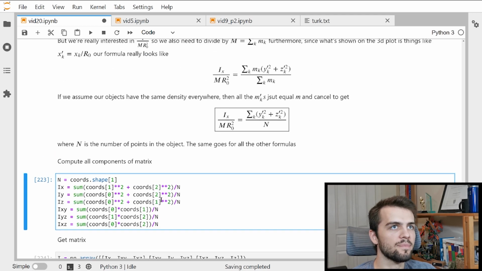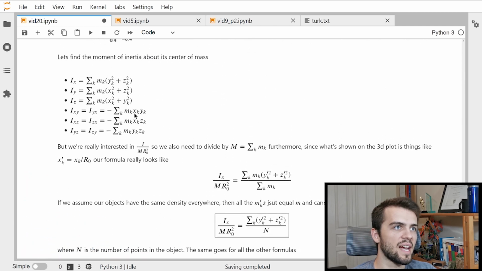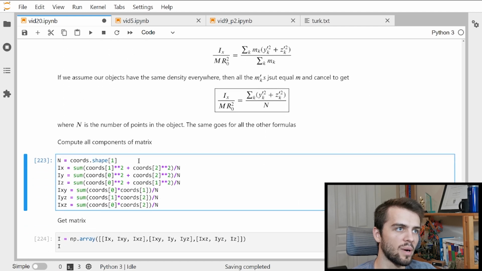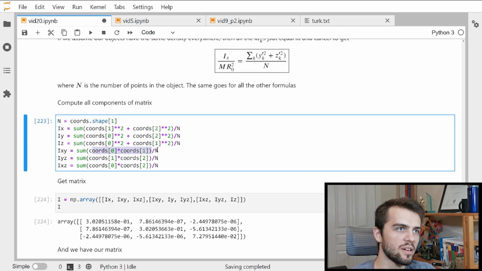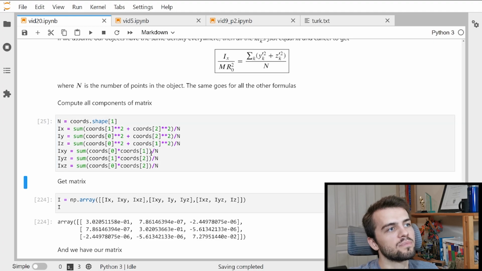And the Ixy, like before, is these xk times yk. So I need to do all the xk's times all the yk's, and then divide by N. Same thing with yz and xz. And like I said, because it's a symmetric 3 by 3 matrix, there are 6 quantities that are unique because they're mirrored across the diagonal. So I can find all these.